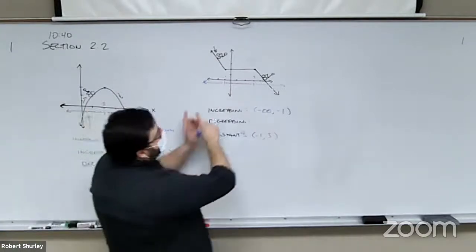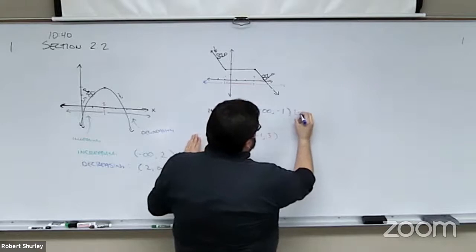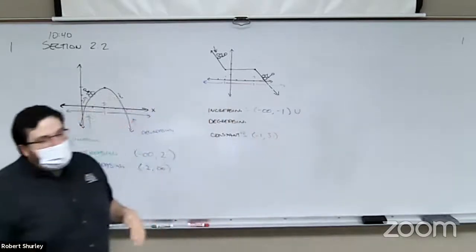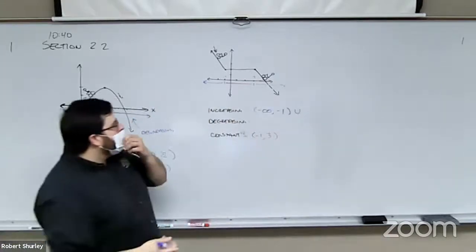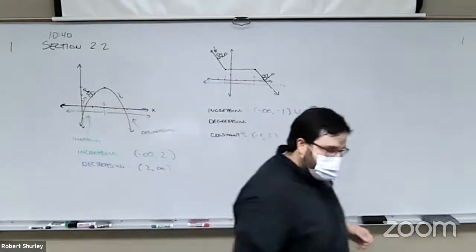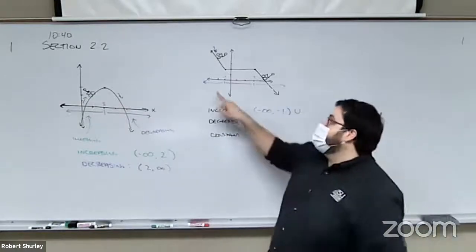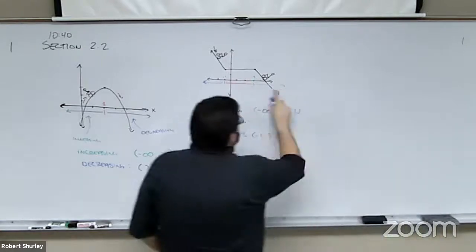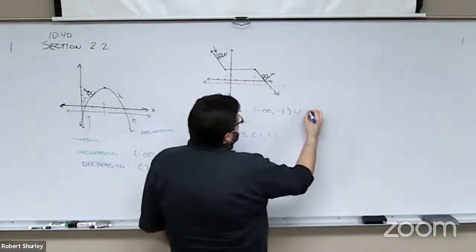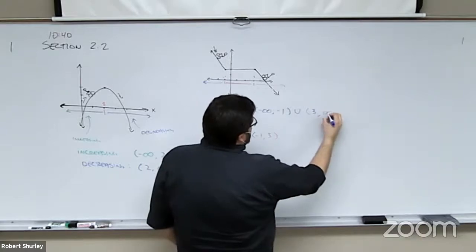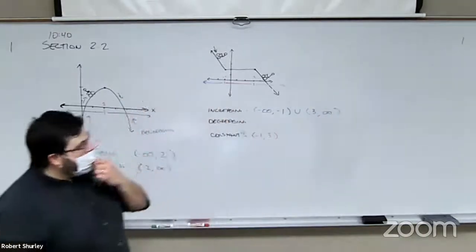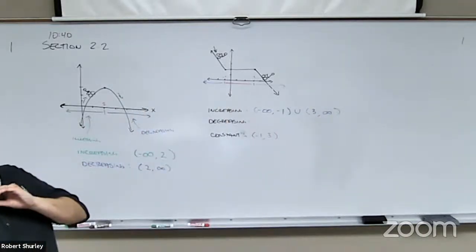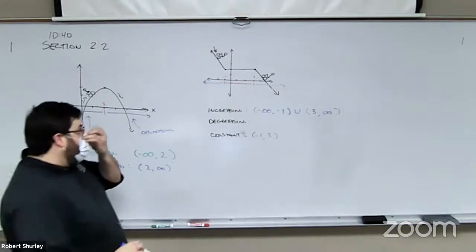Now, if we have another interval, we're going to use this union symbol. This union symbol means or. So what that means in mathematics is that we are decreasing in this interval or this interval. Now, for the other interval over here, we go from 3 to infinity.